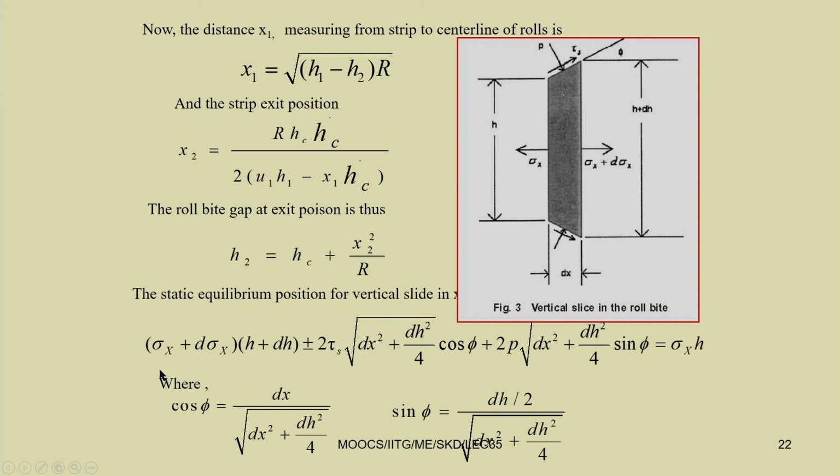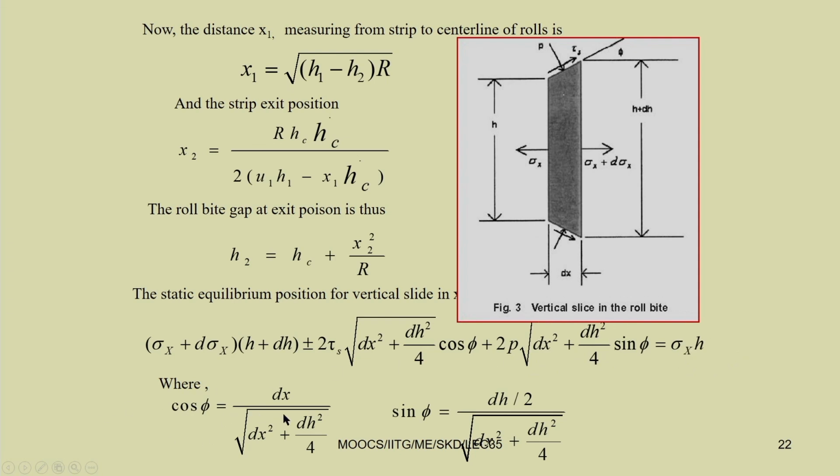So, doing this force balance, sigma x plus d sigma x, multiplied by this area. The thickness or width will be the same. So, taking that, sigma x plus d sigma x into h plus dh, plus minus 2 tau s root over dx square plus dh square by 4 cos phi, plus 2 p root over dx square plus dh square by 4 sin phi, equal to sigma x into h.